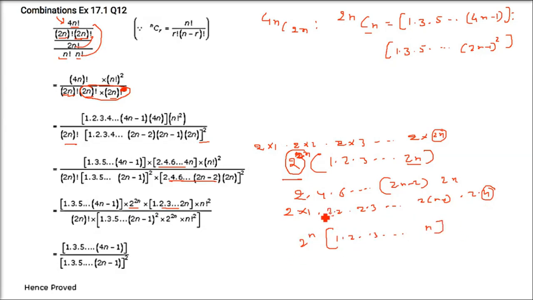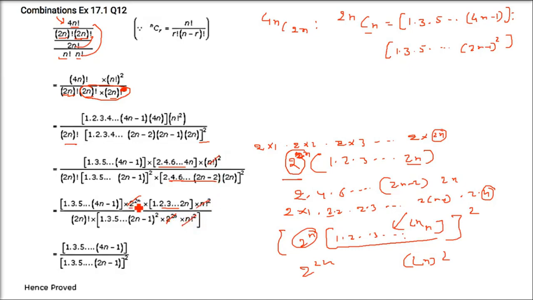And what is this? Now this all is in square. If you see the denominator, it is in square. So this means this is 2 to the power 2n. And what is this? 1 to n. This is nothing but factorial n. 2 to the power 2n, 2 to the power 2n cancel. And this is factorial n, and this is factorial n whole square. Now you cancel this. Factorial n square is already in the numerator. Now you cancel these two.